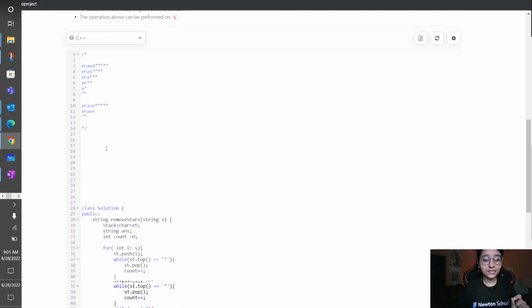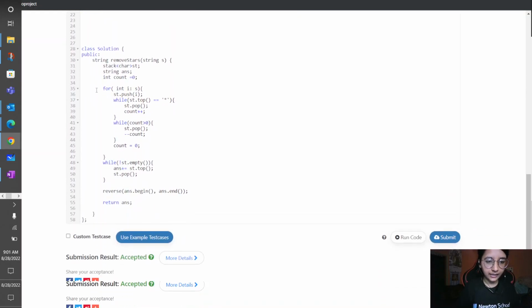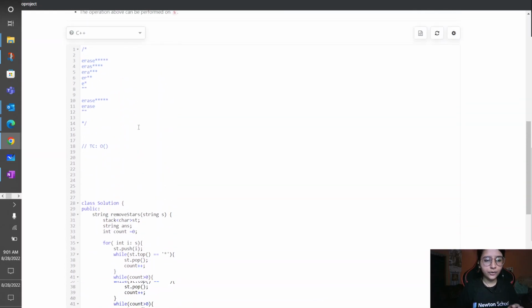And now here comes the part for the time complexity. The time complexity of this particular solution is, you can clearly see that there is only one loop being used, and count is there basically for a constant operation, and even the stack is also for a constant operation. So altogether the time complexity is order of n, where n refers to the number of characters present.